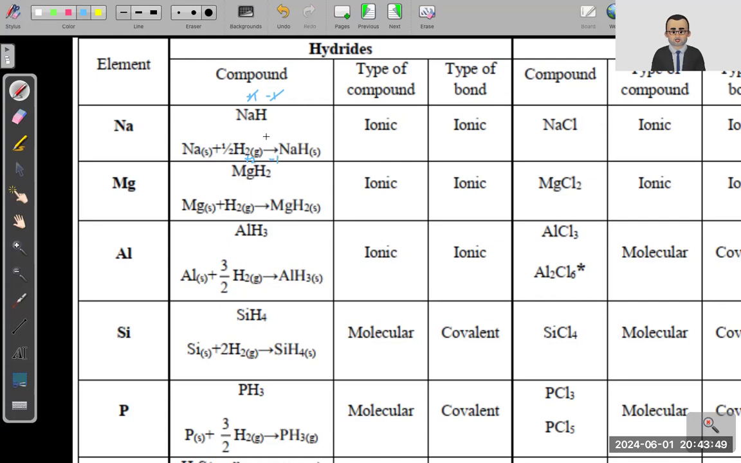So again, we said if the numbers are similar, just cancel them out. If they are different, just switch the numbers. So I brought the 1 here, and the 2 here. So it becomes MgH2. That's why it's NaH, but here it's MgH2. What about aluminum? Aluminum is in group 3, so it's +3. So what do we do with +3 and -1? Again, switch them. So it becomes AlH3.